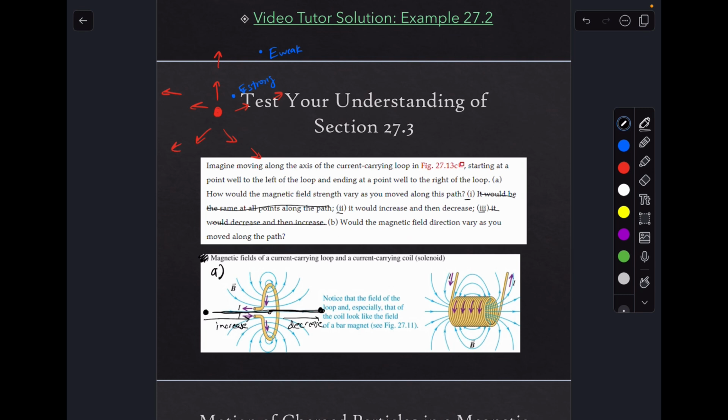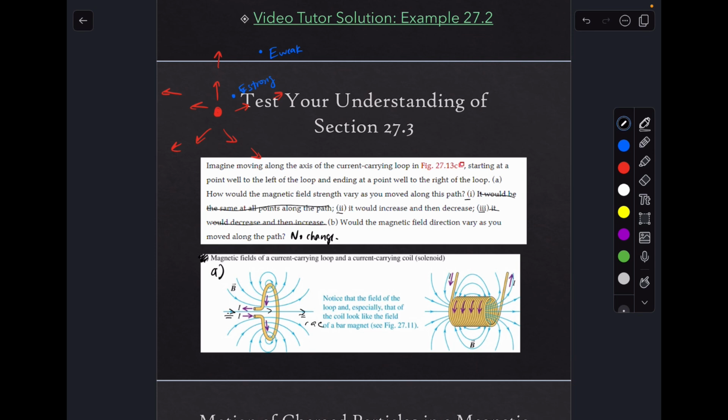So part B, how would the direction of the magnetic field vary as you move along the path? Let's erase these lines. Well, you can look at the arrows on the magnetic field line and you will see that the direction of the magnetic field is the same, right? The direction of the magnetic field as you move along this line right here is always going to be to the right. Okay, so it wouldn't change, no change.